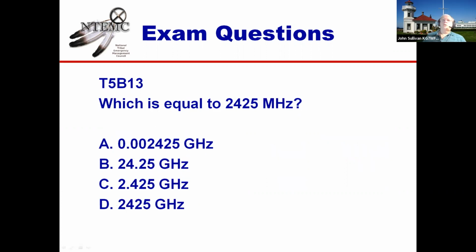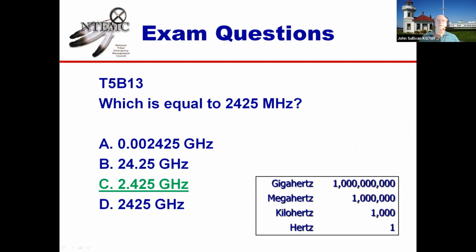What's equal to 2,425 megahertz? So now we're going the other direction. We're going up even higher. Again, move the decimal point 3 places, and you get 2.425 gigahertz. Any questions? I know nobody said there was going to be math today, right? Well, there is going to be math. Any questions on converting these units?